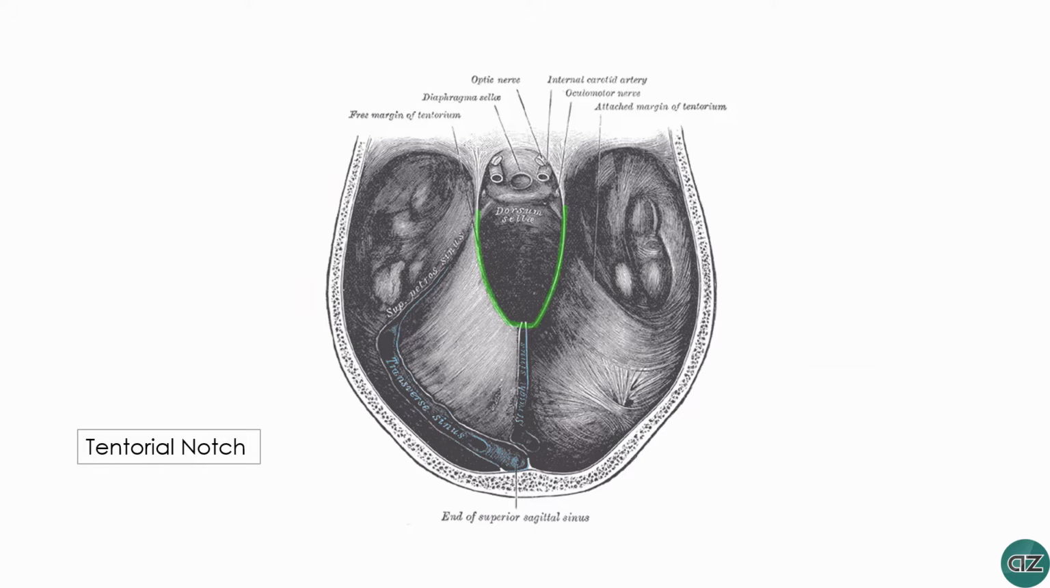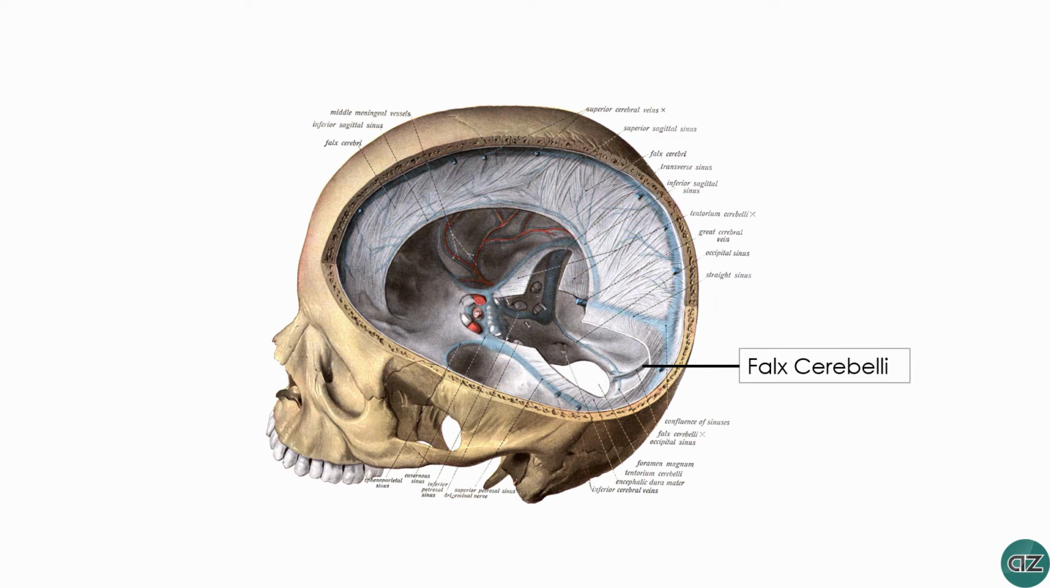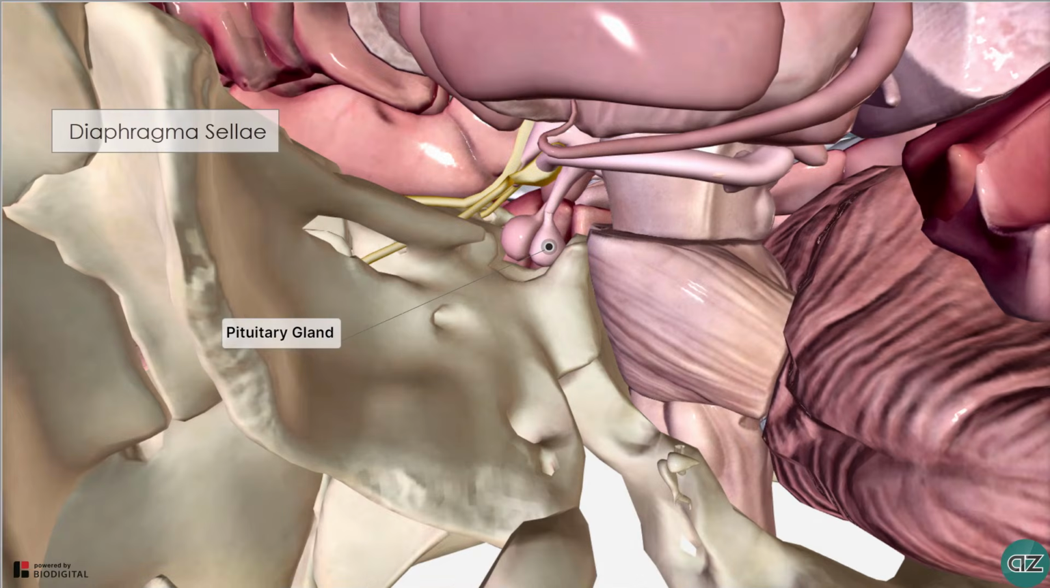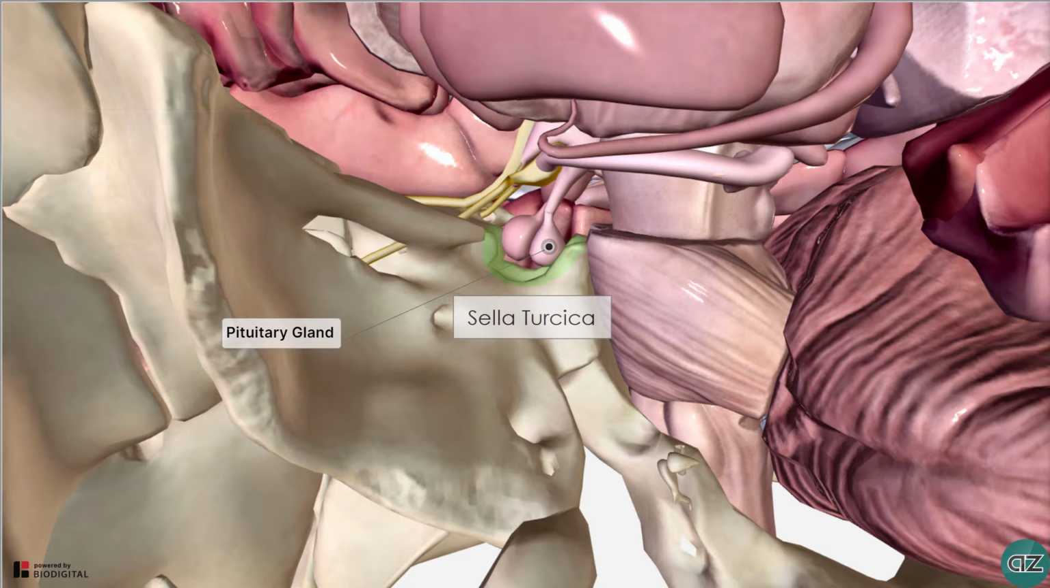Third, we have the falx cerebelli, and as the name suggests, and having just looked at the falx cerebri, you might guess that this dural reflection partially separates the cerebellar hemispheres. The fourth and smallest fold to mention is the diaphragma sellae. This fold covers the sella turcica and the pituitary gland. There is a small opening in it which allows the pituitary stalk and hypophyseal vessels to pass through.